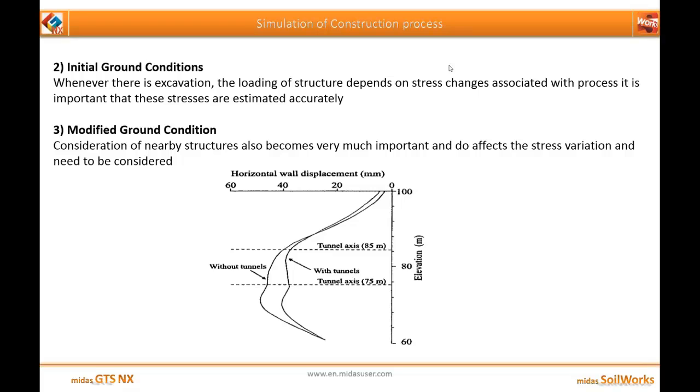Now the third point is the modified ground condition. Consideration of nearby structures also becomes very important, and it does affect the stress variation and needs to be considered. For example, you can see in the figure that there was an excavation in which the initial ground condition was with the tunnels and without the tunnels. So in one excavation we did not consider any tunnels nearby, and in the other we considered a tunnel. You can see the difference in the horizontal wall displacement, and hence it could affect your results considerably.